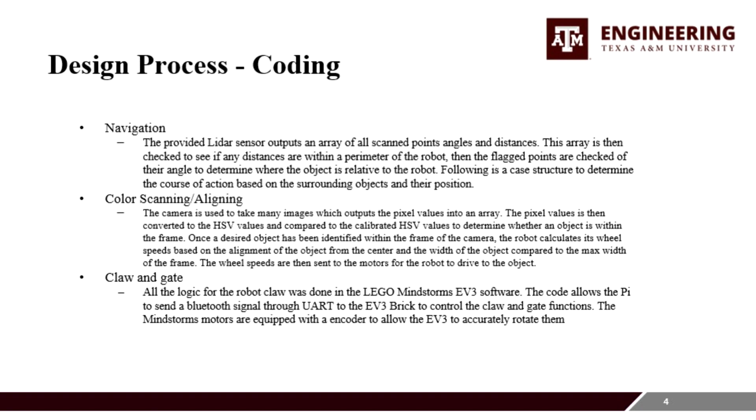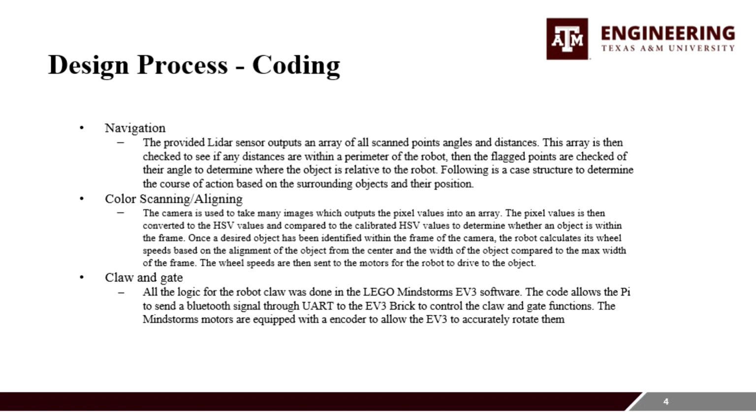We established navigation and obstacle avoidance using the provided LiDAR module, which produces an array of points from every scan. The array was processed to flag any distance within a set perimeter around the robot. If flagged, the point would be checked for its angle and the magnitude of its proximity to determine the position of the object relative to the robot. After the processing of all objects, a case structure determines the course of action that the robot should take to avoid the objects.